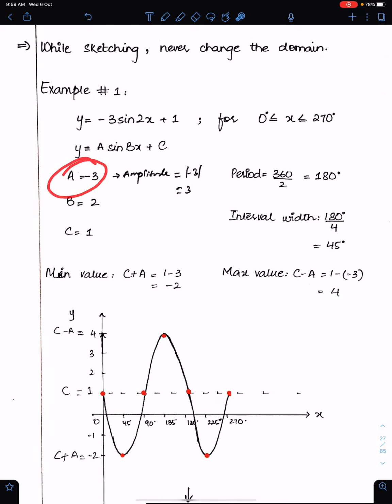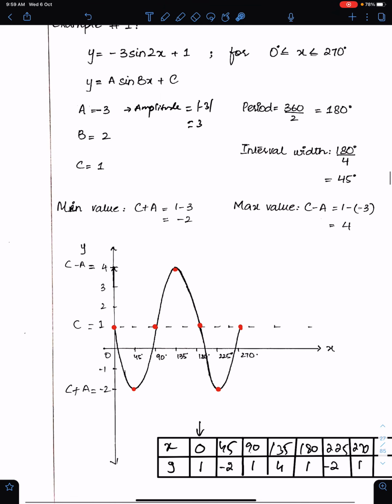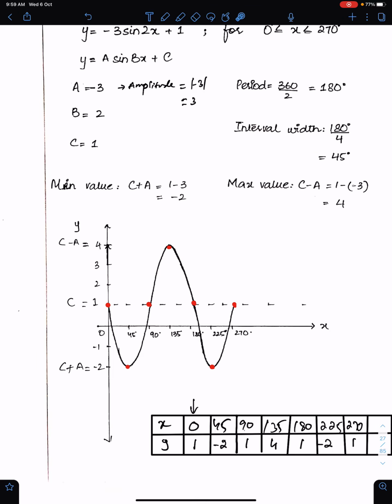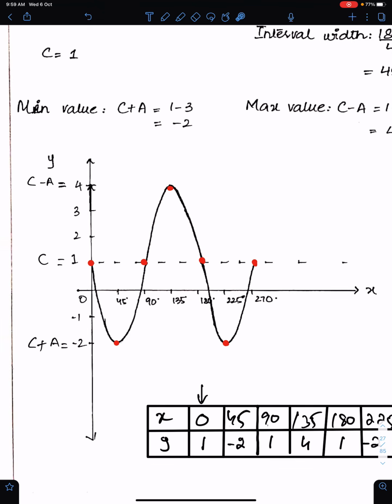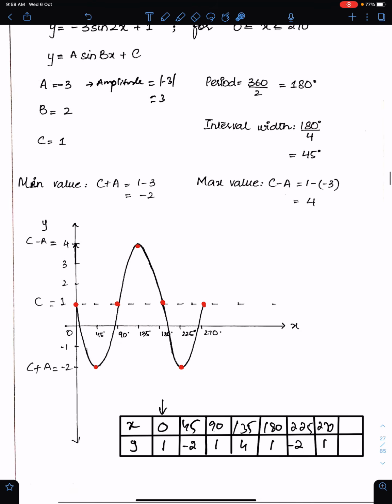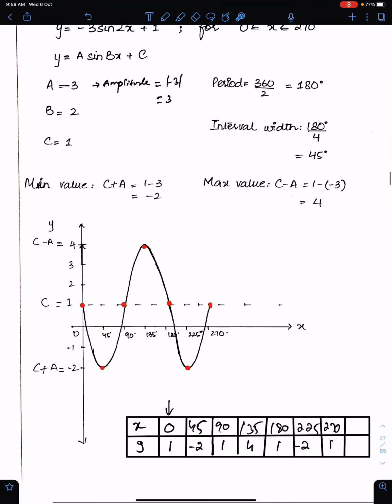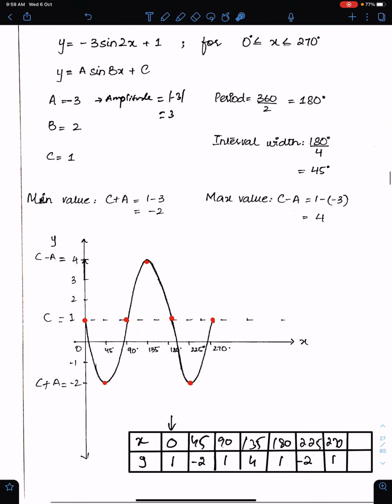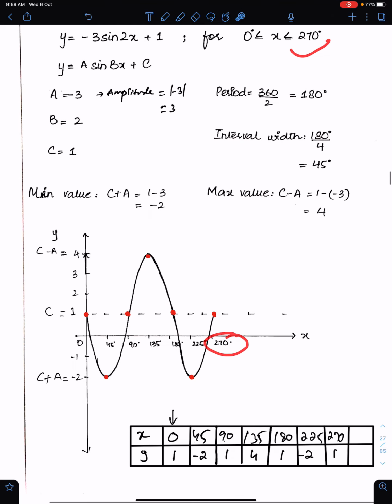Since A is negative, therefore this is the minimum value of Y and this is the maximum value of Y. And the curve must be inverted because of this negative sign. And intervals should be of 45. See, this is the curve. So C is 1, so the mean line is here. And intervals are of 45. And since we have to work till 270, that is why we have 270 here.